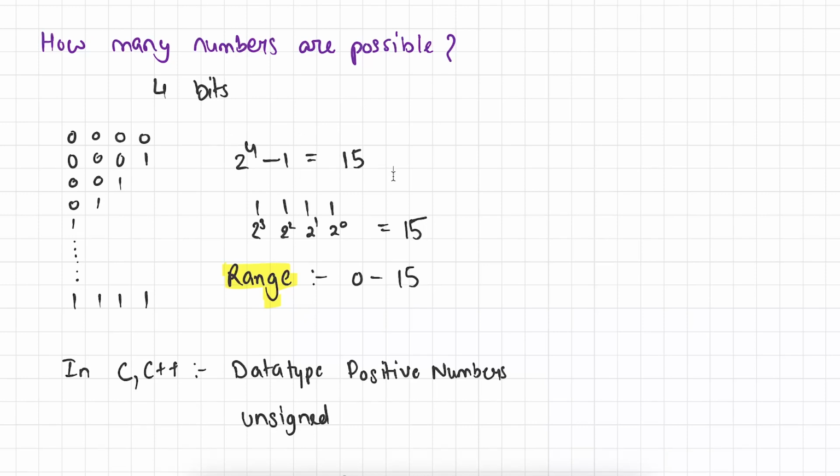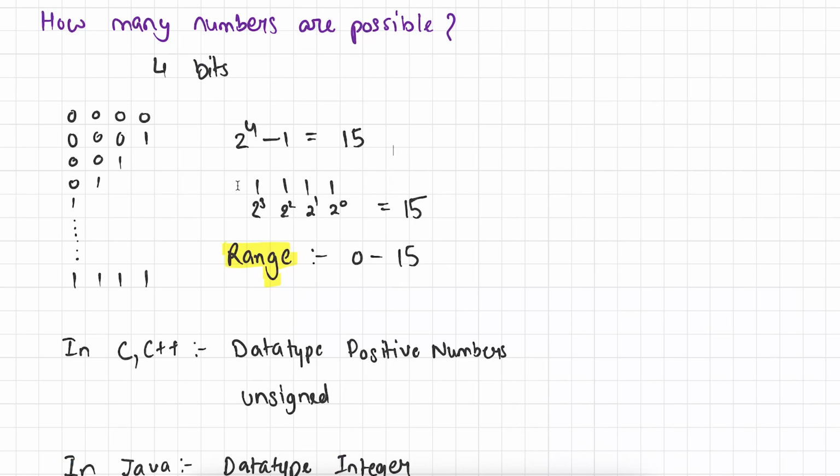Another way to count this is, let's say we have 4 bits, and each bit represents a power of 2. The first bit represents 2 to the power 0, then 2 to the power 1, 2 to the power 2, 2 to the power 3. If we add all the powers, we get 15. So if I ask you about the range of numbers we can generate using 4 bits, it's going to be 0 to 15, right? Because the number starts at 0 and we increment by one each time, so we reach 15.